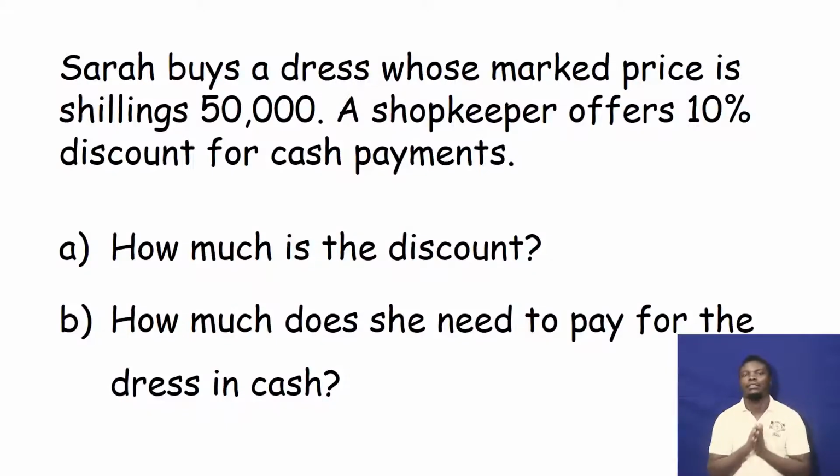So Sarah buys a dress whose marked price is 50,000 Uganda shillings. And the shopkeeper offers Sarah a discount of 10% for cash payment. This means that if you're buying it cash, you're paying all the money, then you're going to pay less by 10%. But if you're going to pay part of the money and bring the rest later, then that means you have to pay the marked price.